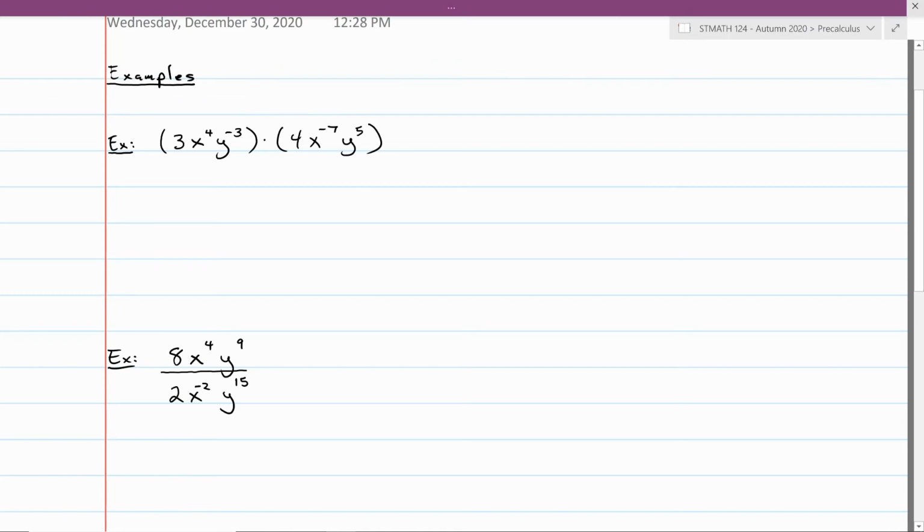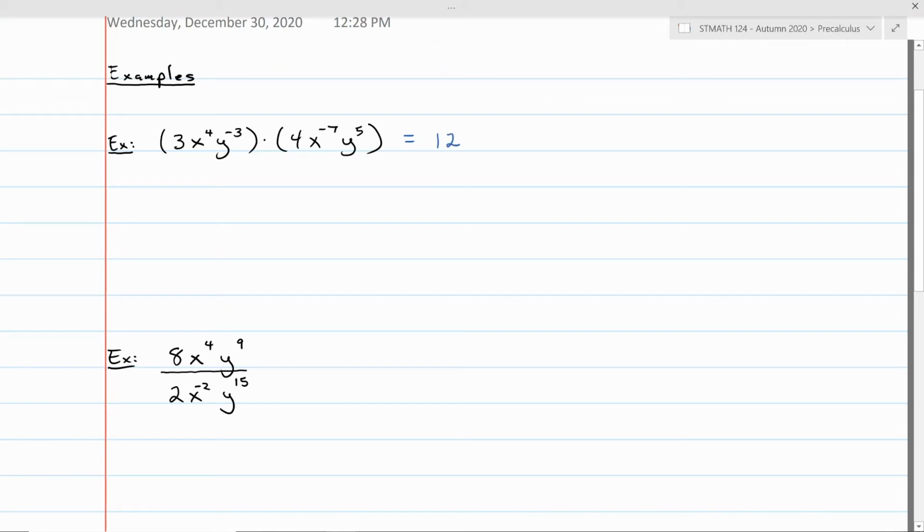Now here's how I would do it. I'd multiply the 3 times the 4 to get 12. I would multiply the x to the 4th times the x to the negative 7th. And remember, the rule is when you're multiplying two exponentials that have the same base, you just add the exponents.